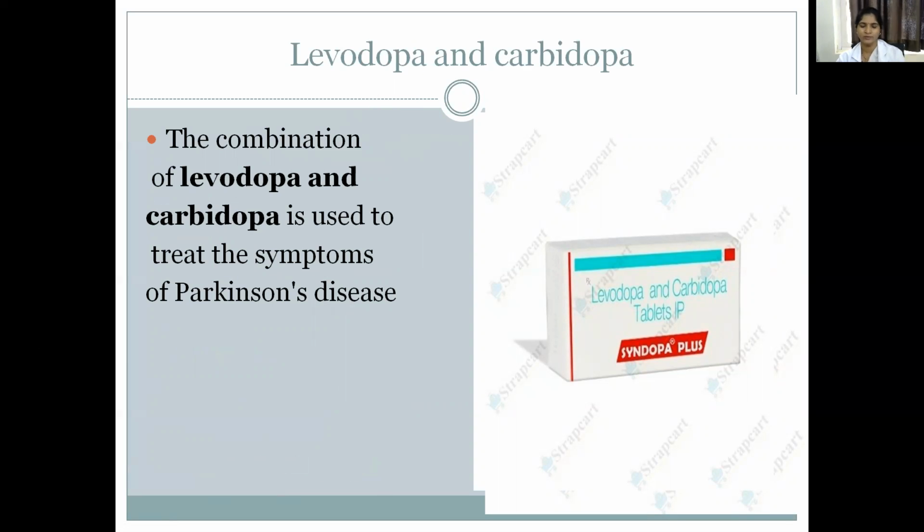Next drug is levodopa and carbidopa. It is used in Parkinson's disease. The combination of levodopa and carbidopa is used to treat symptoms of Parkinson's disease.